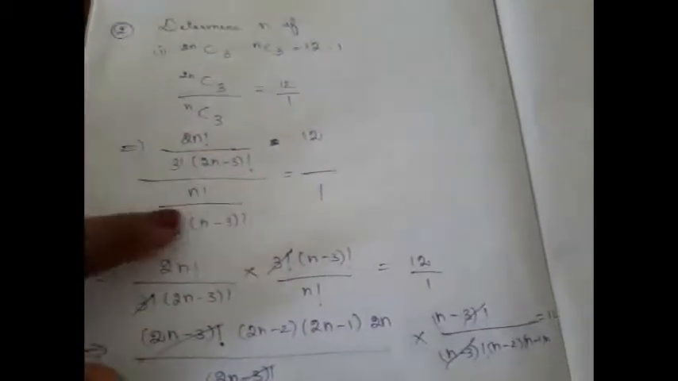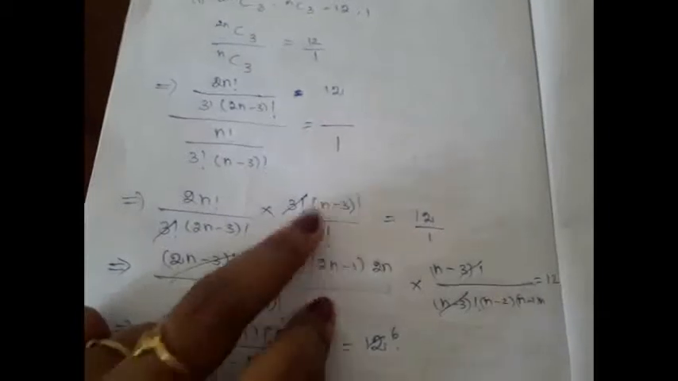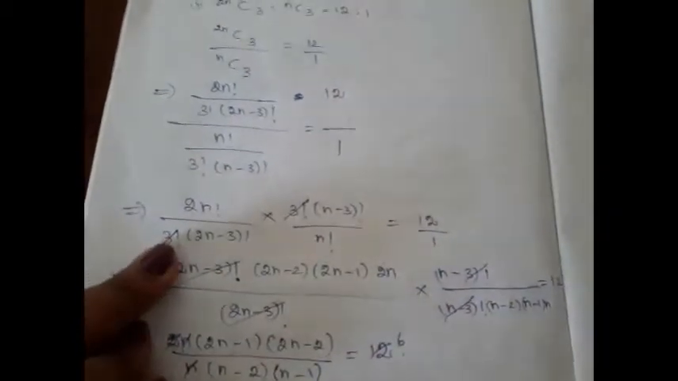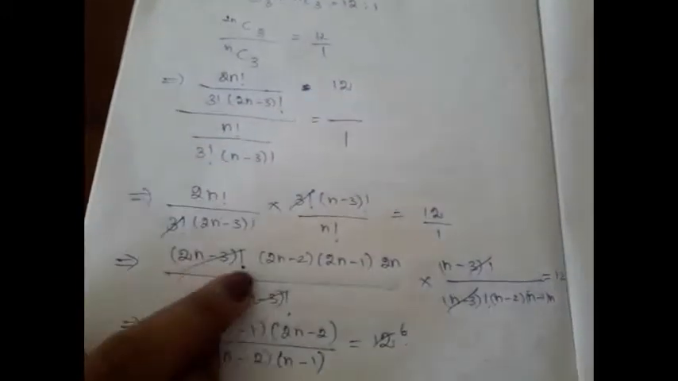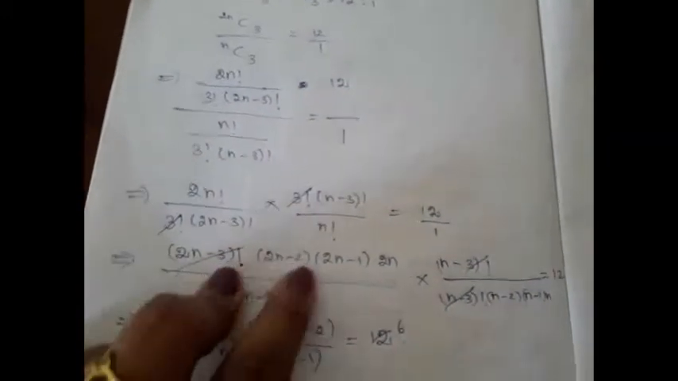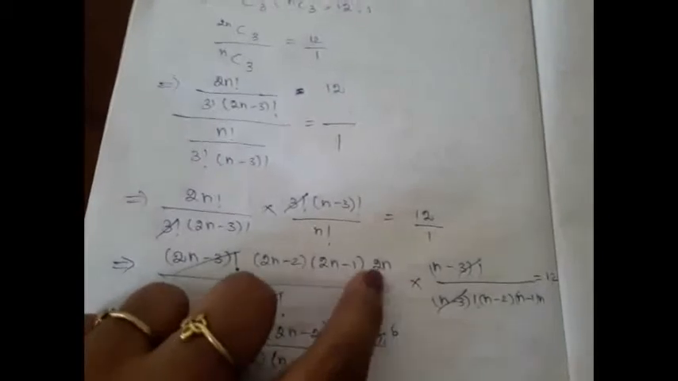That's what we are going to do here. Before that, since we have 2 fractions here, when it is division, we need to reciprocate it. So this will go to the numerator and this will come to the denominator. So 3 factorial gets cancelled. And as I told you, 2n factorial can be written as (2n minus 3) factorial into 2n minus 2, 2n minus 1, then 2n.